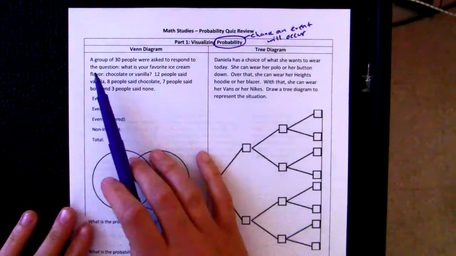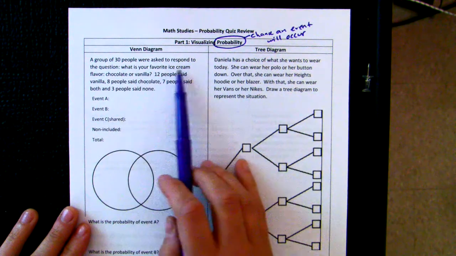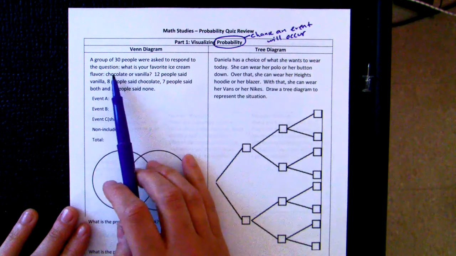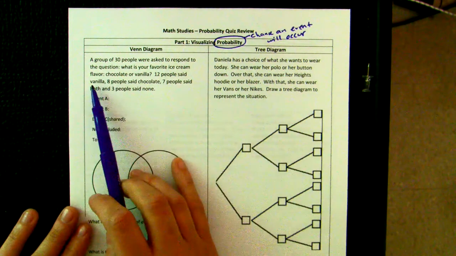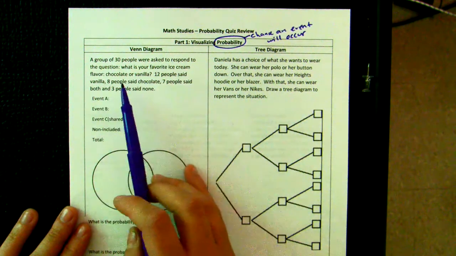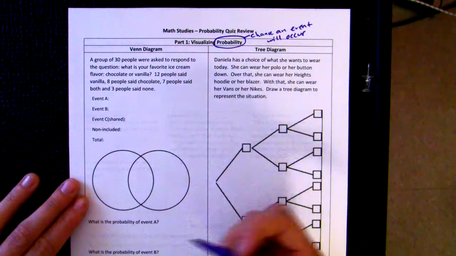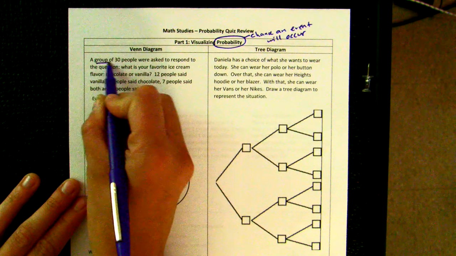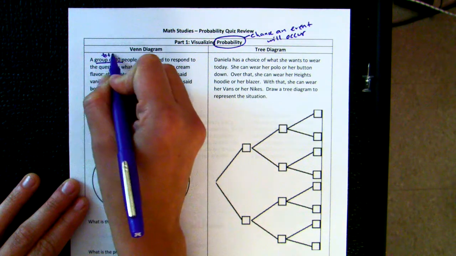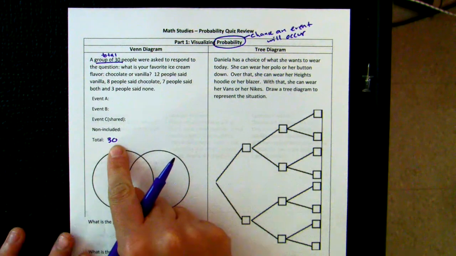Okay, so this one says a group of 30 people were asked to respond to the question, what is your favorite ice cream flavor, chocolate or vanilla? 12 people said vanilla, 8 people said chocolate, 7 people said both, and 3 people said none. Okay, so I always start with what my total is. A group of 30 people, that has to be my total. So my total is 30 total people.